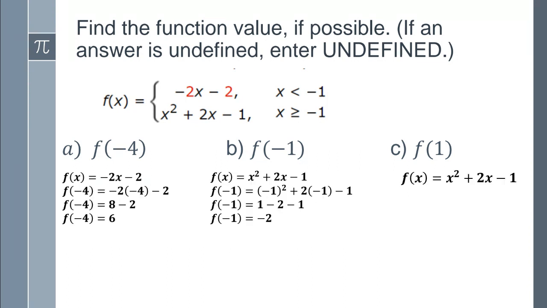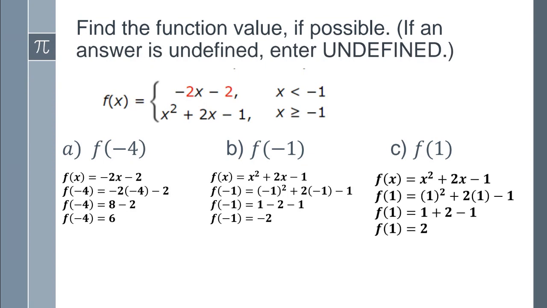So let's go ahead and evaluate. f of x is equal to x squared plus 2x minus 1. Again, everywhere I see x, I'm going to plug in this value 1. So we have 1 squared plus 2 times 1 minus 1. So 1 squared is 1. 2 times 1 is 2, minus 1. So 1 plus 2 is 3, and 3 minus 1 is 2. So when my input for this piecewise function was 1, my output, or my y value, is 2.